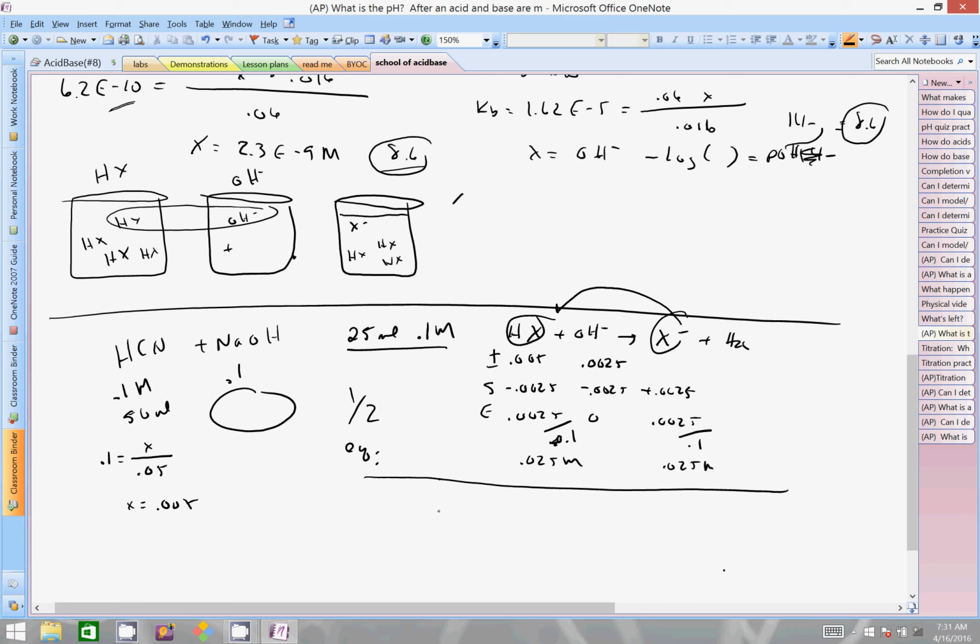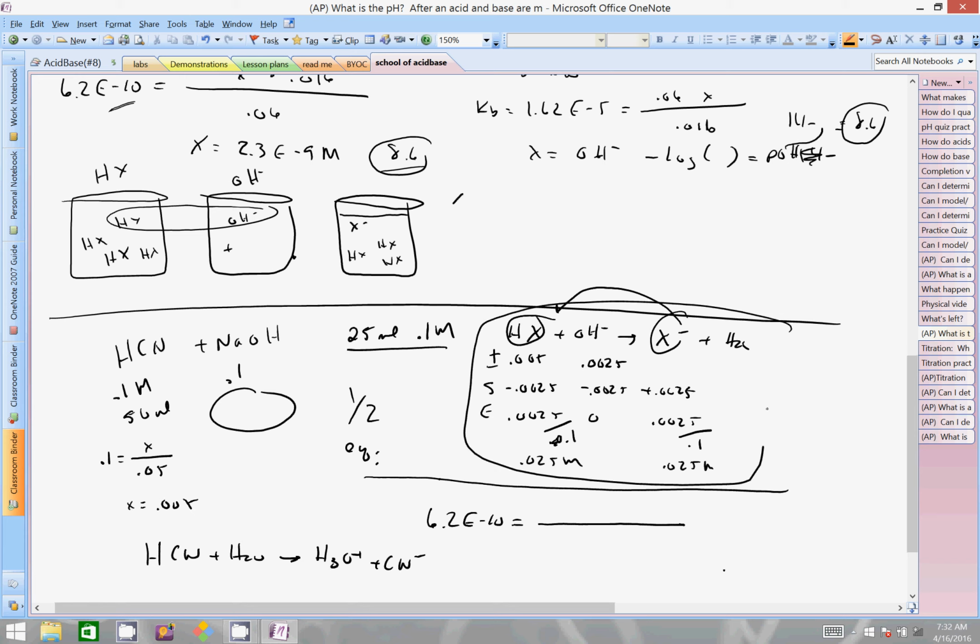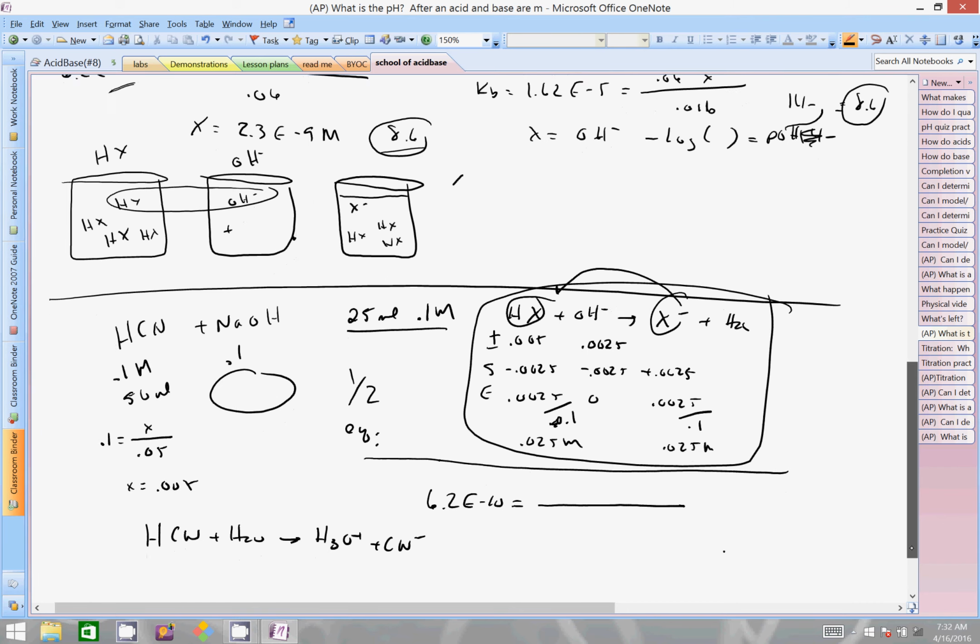Therefore, the Ka value, which is 6.2 e to the negative 10th, equals the concentration of my, in this case, I'm using the hydrolysis equation, so it's HCN plus H2O yields H3O plus CN negative. I only use my neutralization reaction for the initial neutralization. The rest of it goes off of this guy.